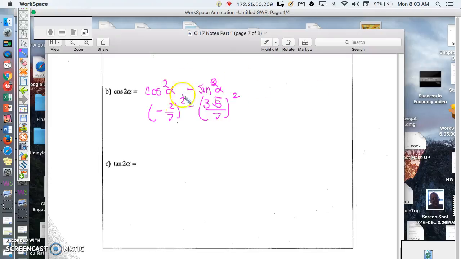And then you just have to watch the math here. So we got 4 over 49 minus, let's see, if we square this, we have to square both. So that's 9 times 5 over 7. So we got 4 over 49 minus 45 over 49. So we have negative 41 over 49.